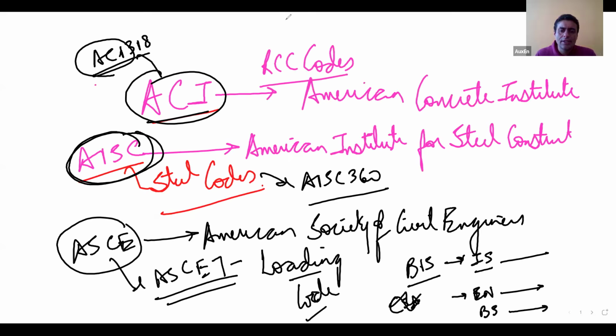So ACI, AISC, and ASCE. Many times I've seen people saying ACI for steel codes or AISC for concrete codes. So no, if it's a concrete code, it will be brought out by ACI. If it's a steel code, it will be brought out by AISC. All right. So I hope that clarification will help you.